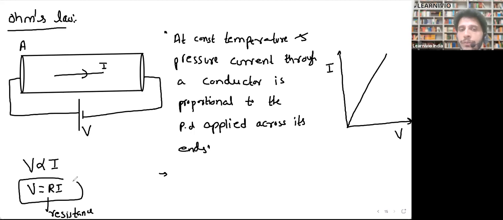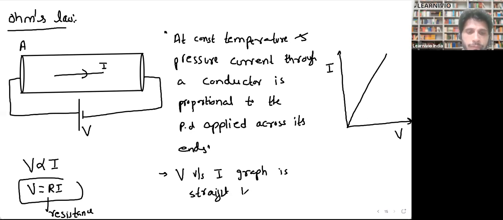V is proportional to I means the V versus I graph is a straight line. So if a material is following Ohm's law, then its V versus I graph will be a straight line. It will never be a curve. Next, we can divide materials into two categories. A material could be ohmic or it can be non-ohmic.